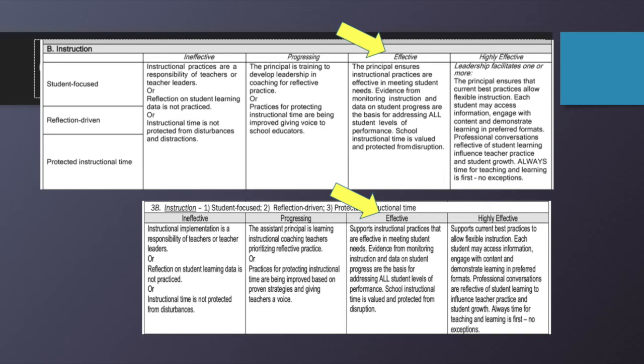Well, on this one, there aren't a lot of differences between the responsibilities of a principal and the responsibilities of an assistant principal. The one word that sticks out to me as I'm reading through this is in the very first sentence. If you are the principal of the building, it is your responsibility to ensure instructional practices are effective. As the assistant principal, your job is to support that instructional practice that is effective in meeting student needs.